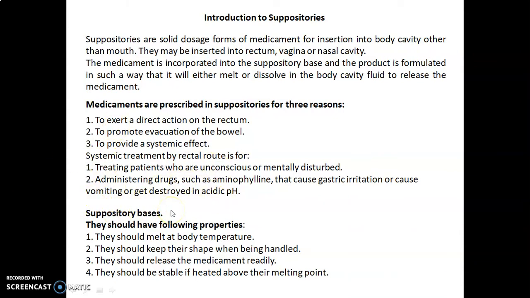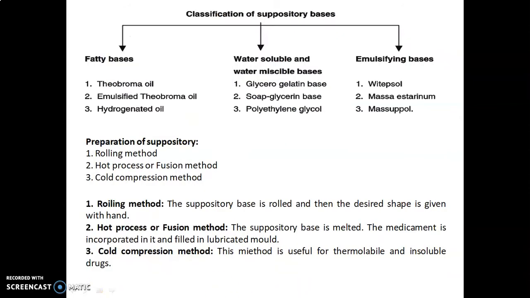Suppository bases should have the following properties. They should melt at body temperature. They should keep their shape when being handled. They should release the medicament readily. They should be stable if heated above their melting point.